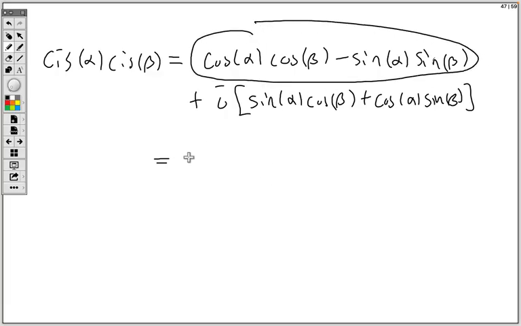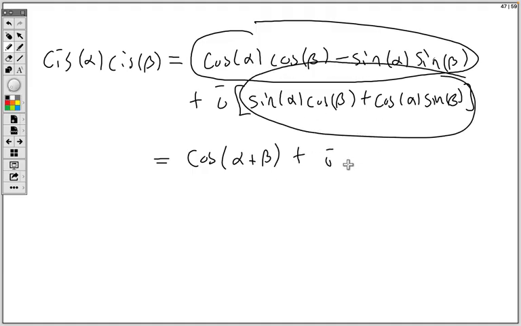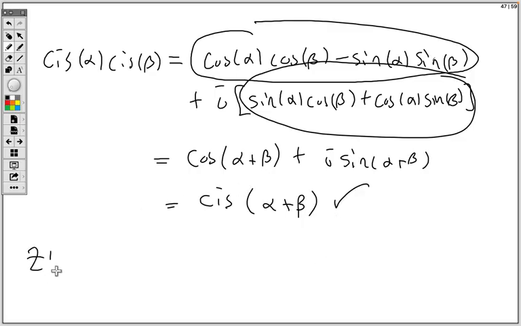This is none other than the cosine of alpha plus beta. This is none other than the sine of alpha plus beta. So cosine of alpha plus beta plus i sine alpha plus beta, that's literally the definition of cis alpha plus beta. And so that completes the proof.